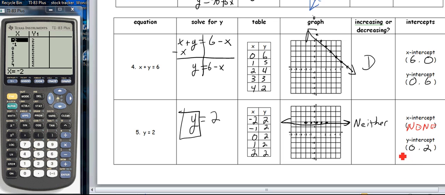Let's talk about this for a minute. Is this a function? Well, we can do the vertical line test. Is there more than one x value there? No. There, no. There, no. There, no. There, no. Never more than one x value, so it is a function still, but it has no x-intercept.